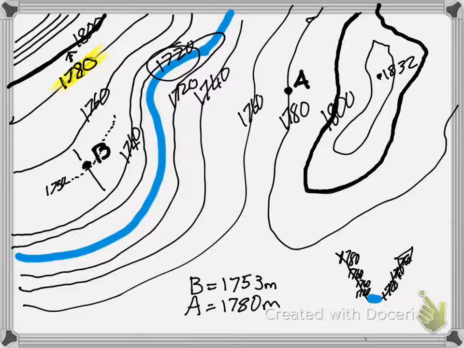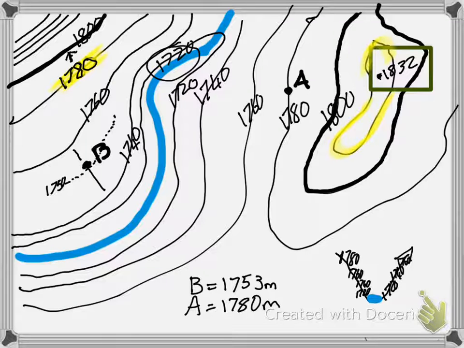Nice. The other method was this way. If you look right here, they give us a spot height, 1832. That will be the highest point on this hill, this landform. So now we need to find the value of this contour line. If we can find the value of that, then we can work our way towards A again.